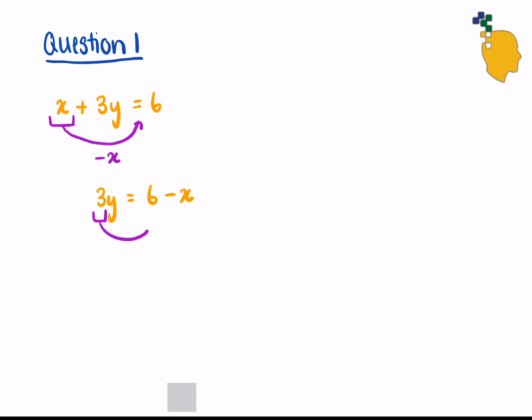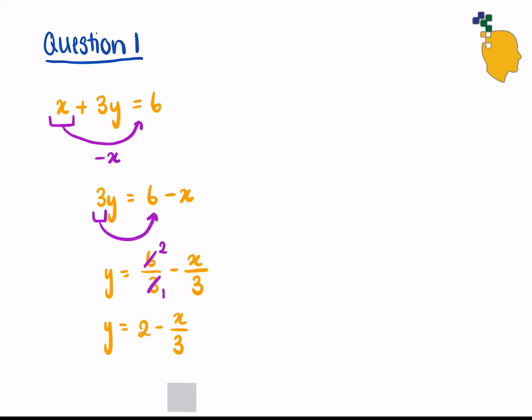Now we've got to transpose that 3. Transpose that, we've got to divide it by 3. So we've got to divide everything on that right-hand side by 3. So it would be y equals 2 divided by 3, so 2 on 3, take away x divided by 3, or x on 3. So to simplify, 6 divided by 3 is 2. So the new equation will be y equals 2, take away x on 3.